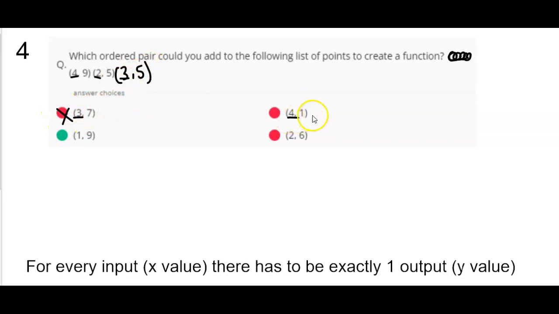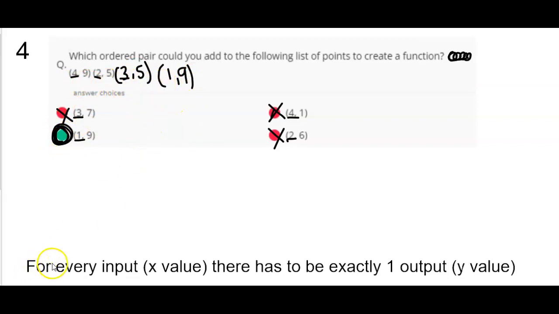If we try 4, 1, we already said that 4 goes to 9. So 4 can't go to 9 and 1. That makes it not a function. If we looked at this one, 2, 6, we already said that 2 has to go to 5, so that's not okay. Here, if we look at 1, we haven't even talked about 1 as an x value yet. So it's totally okay if 1 goes to 9. That would still make it a function.